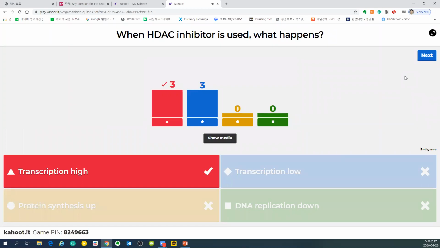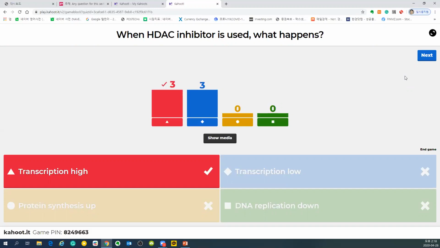It can be either transcription high or transcription low. The answer is half and half. Half of you succeeded, half of you failed. HDAC is a histone deacetylase. Okay. If HDAC is high, then the acetyl group is removed. Then the transcription is down.